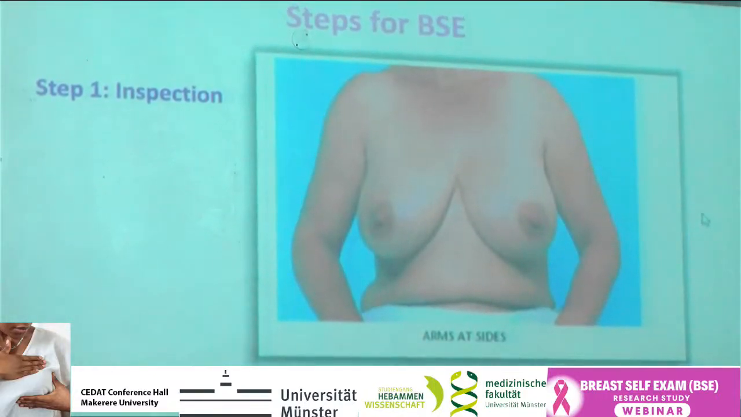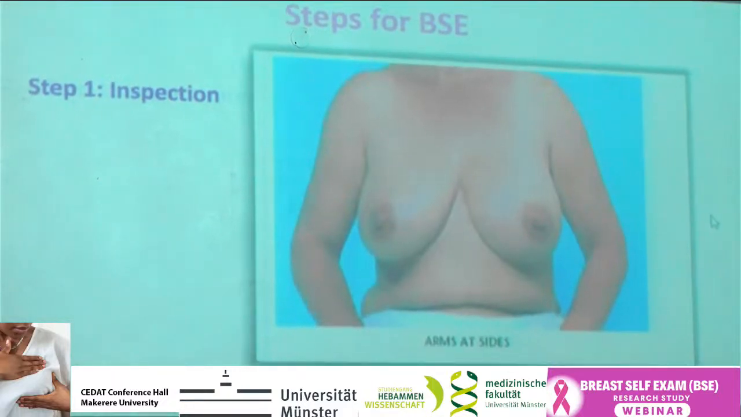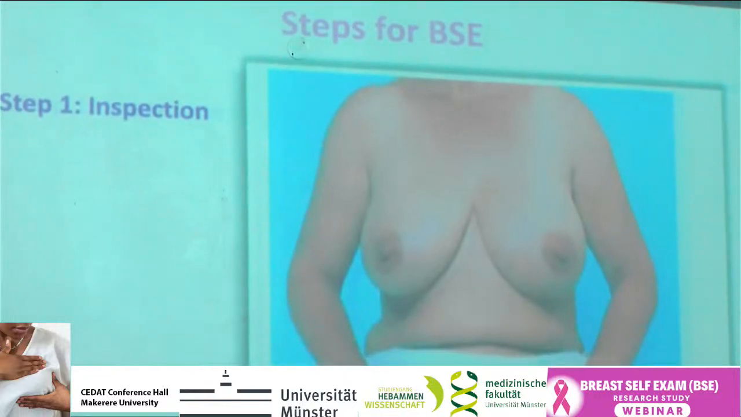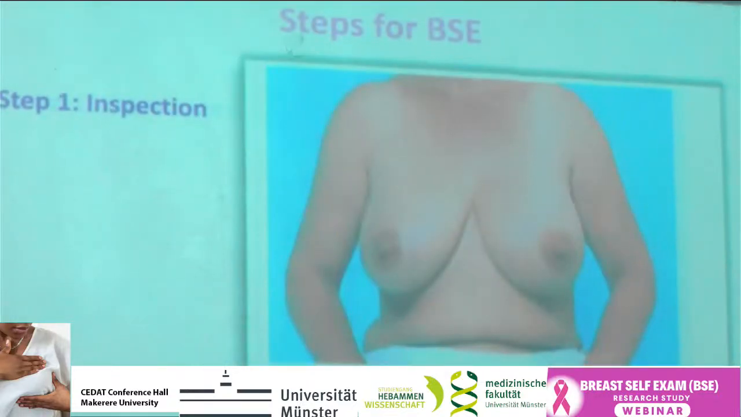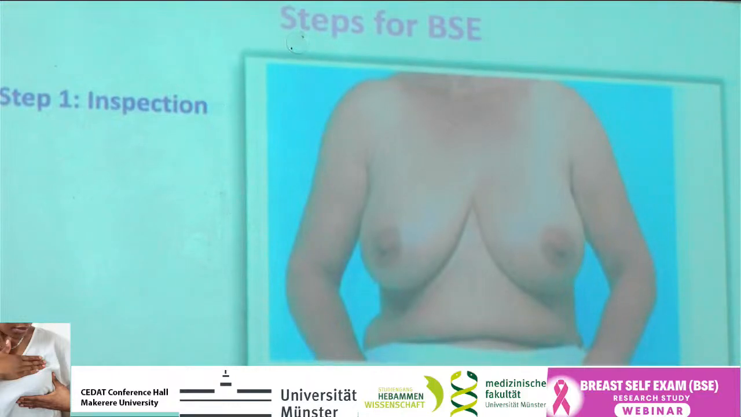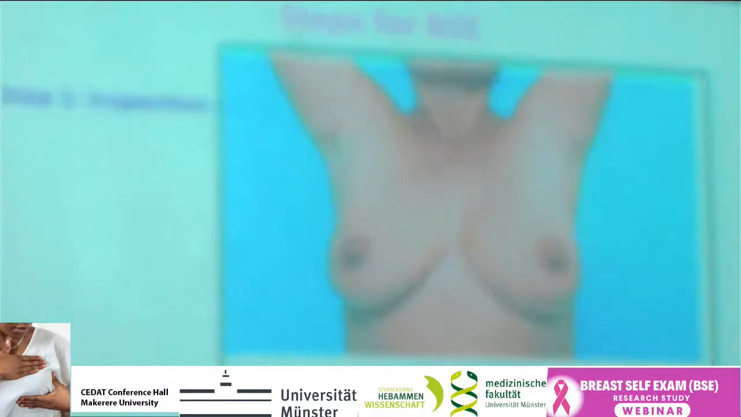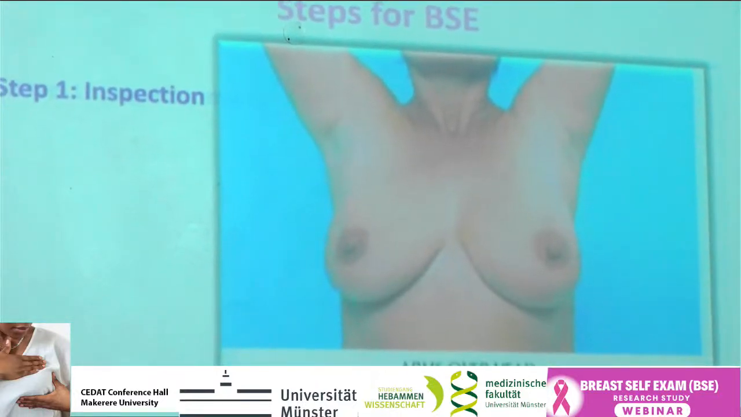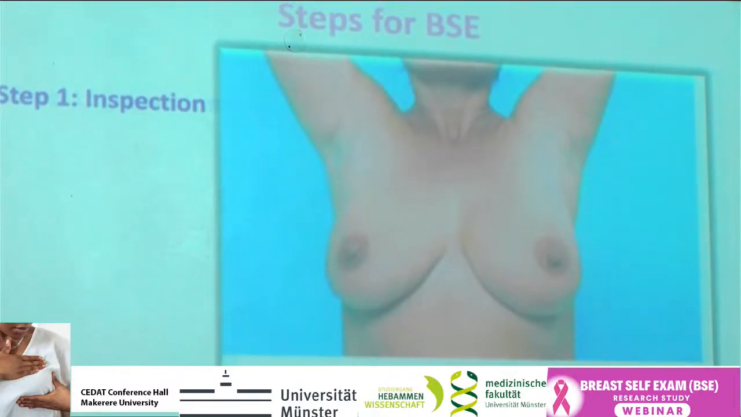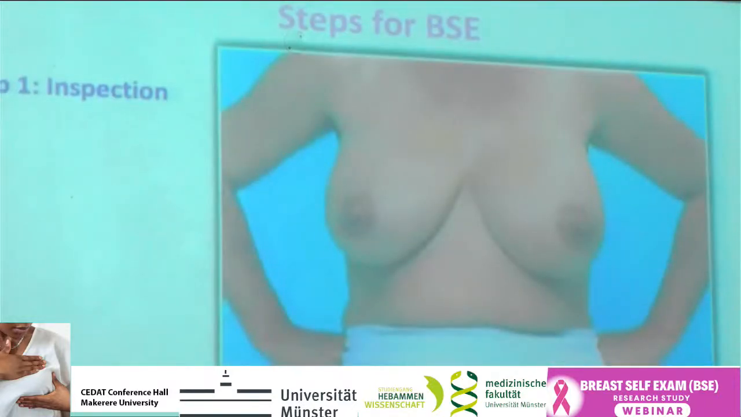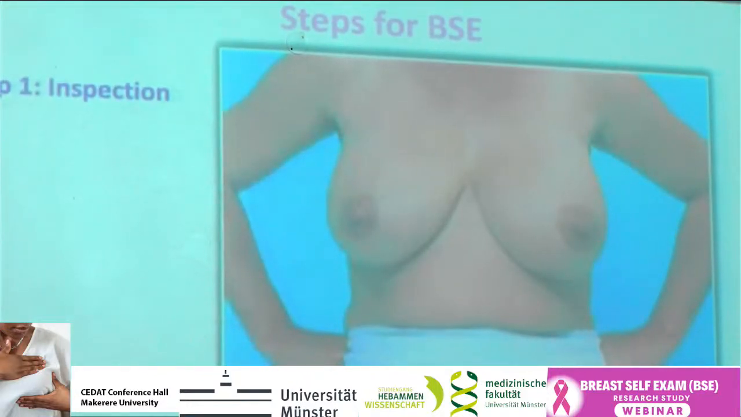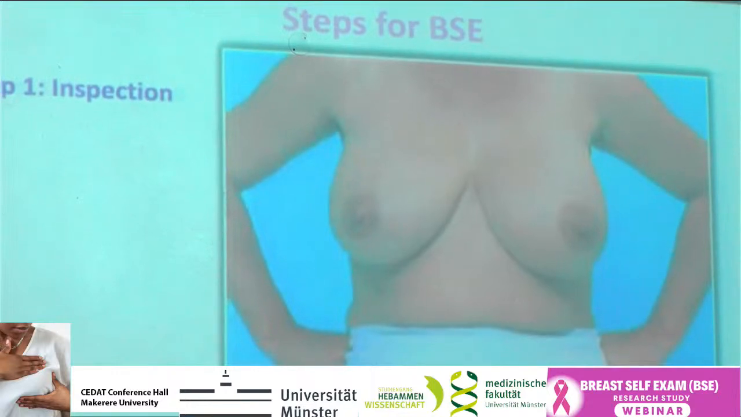This is how the posture should look when you stand in the mirror or sit comfortably, with the arms at your sides. The other thing you can do is put your arms over your head so that you can inspect the movement and the position of the breasts and the nipples. Then you can press your hands onto your hips. This is how it should look.